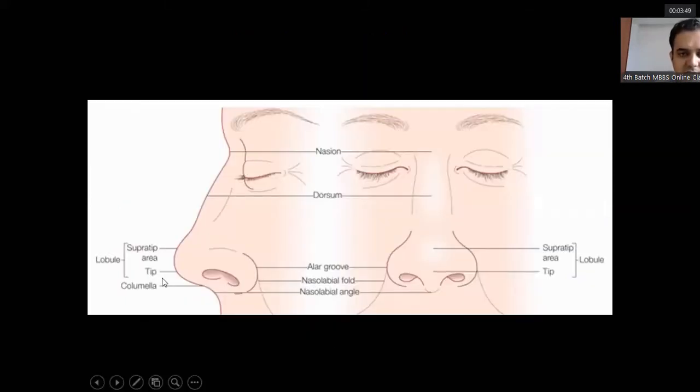In this similar diagram, I have focused on the nasal tip. All of this is the lobule of the nose, and this is the tip, and this is the supratip area, and this is the columella. And this part is the nasion. The glabella is somewhere here between the eyebrows, and here we have the nasion, and as in the last diagram, this is the dorsum. These are the nasal ala, and they make the alar groove here, and the nasolabial fold and the nasolabial angle.